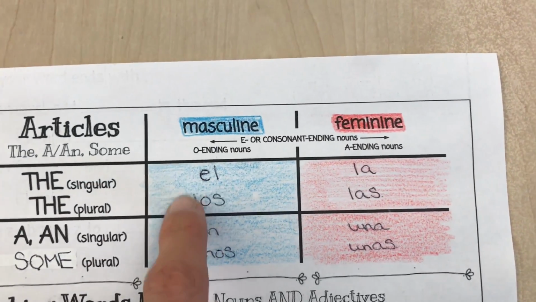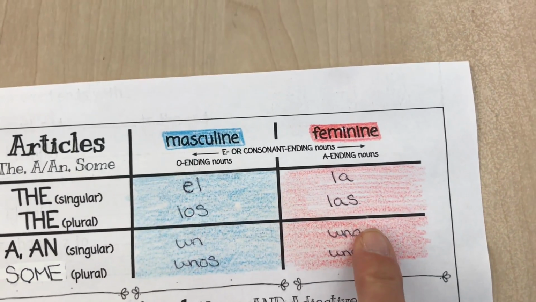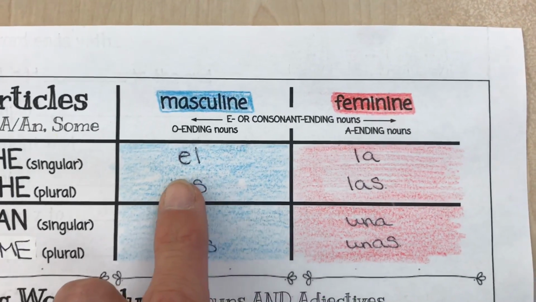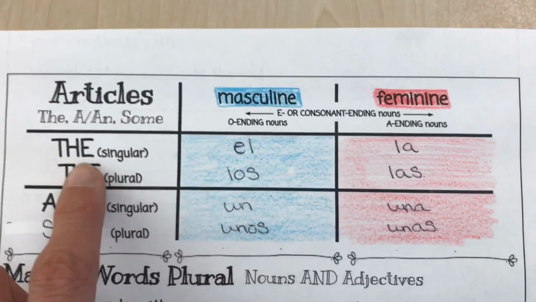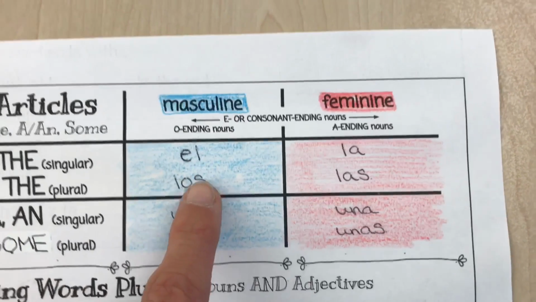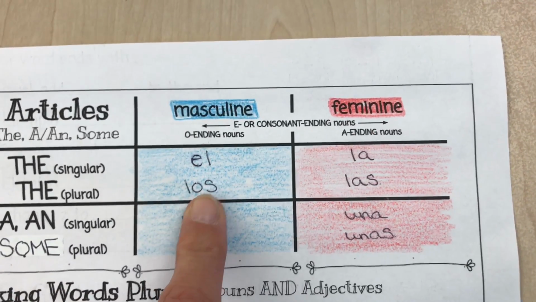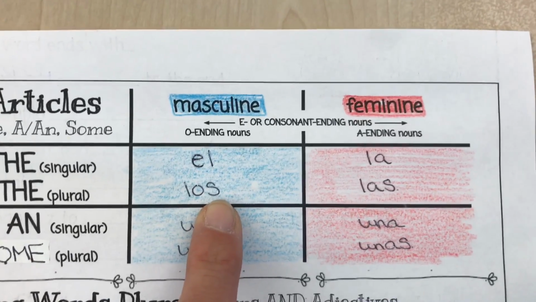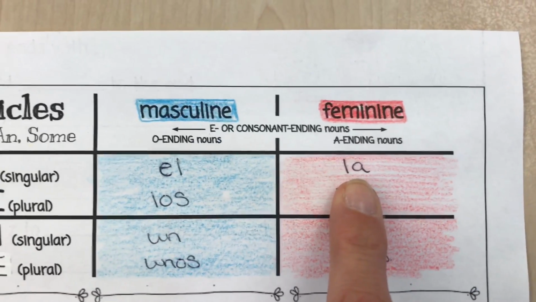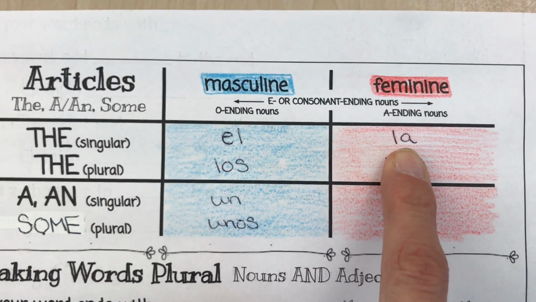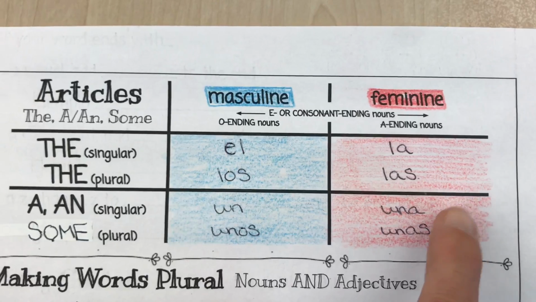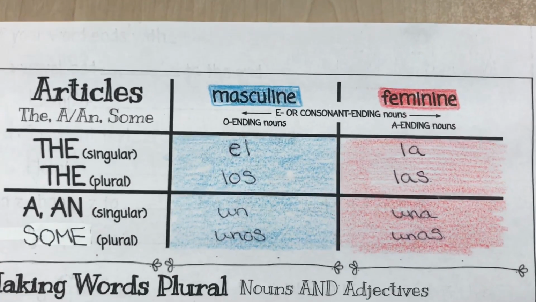We're going to just fill this chart in. You can color this column blue and this column red, and then highlight those in blue and red as well. And so if you're saying the in Spanish, and your noun is masculine and singular, you're going to use the word el. If it's plural and masculine, you're going to say los. So el libro would be the book, los libros would be the books. For feminine, you're going to say la for feminine singular and las for feminine plural. So la silla would be the chair and las sillas would be the chairs.